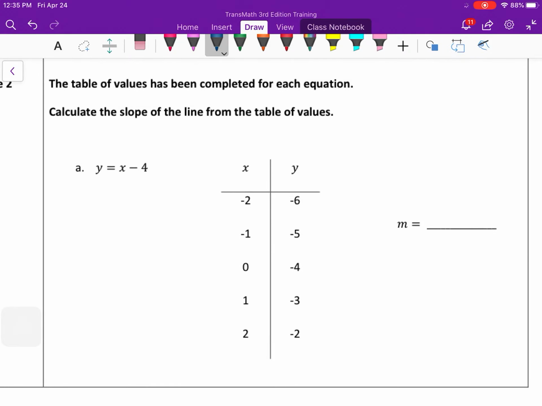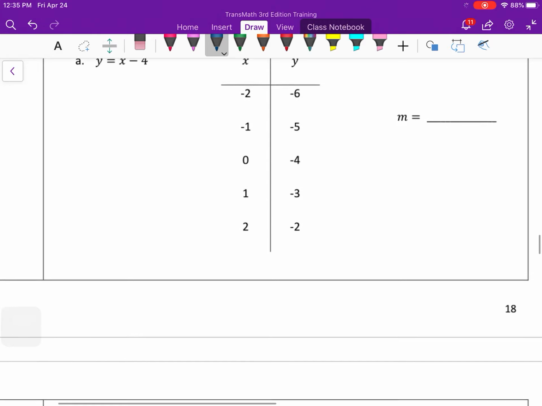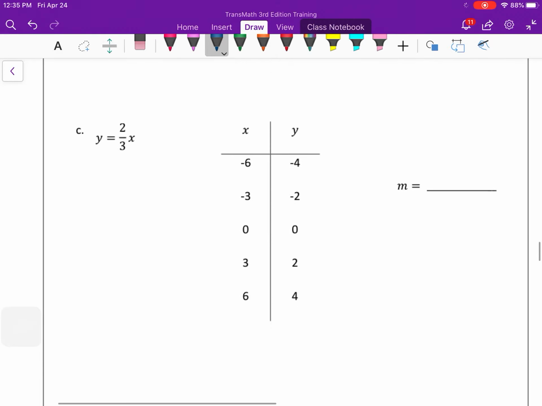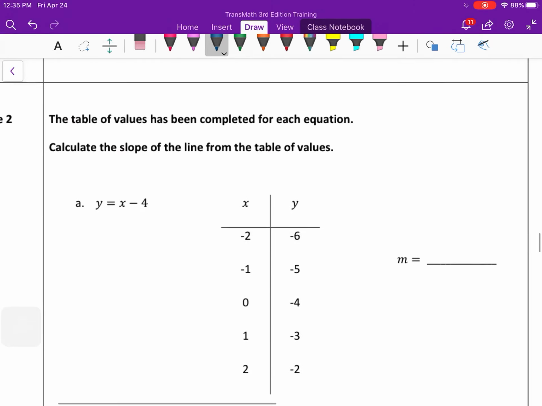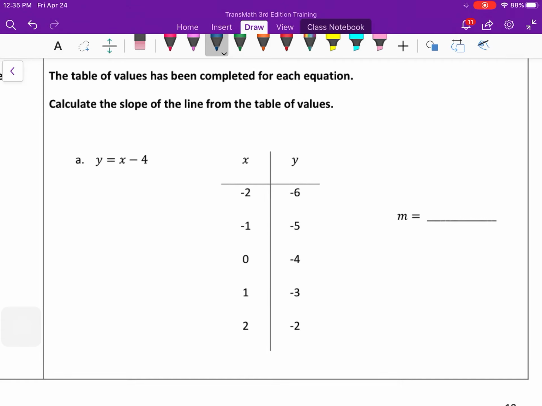Okay, the table of values has been completed for each equation. Calculate the slope of the line from the table, and we can do this two ways. Let's see, how many do I have here? So what I like to do is find the change in y. So what are we doing here? This is going to be your vertical change.